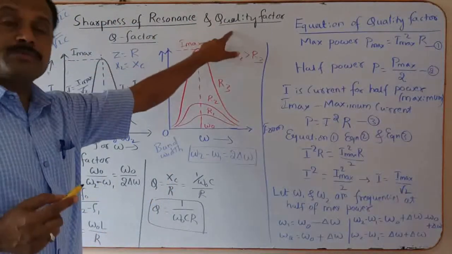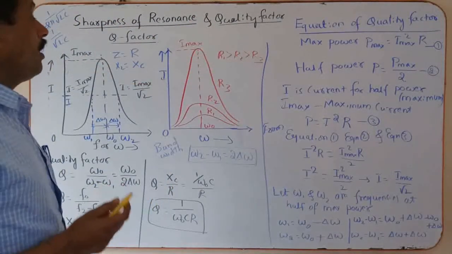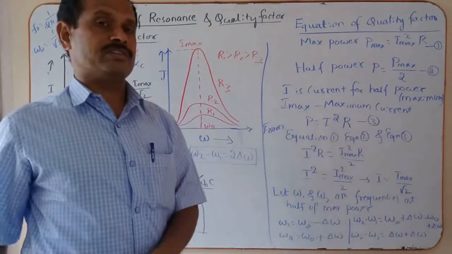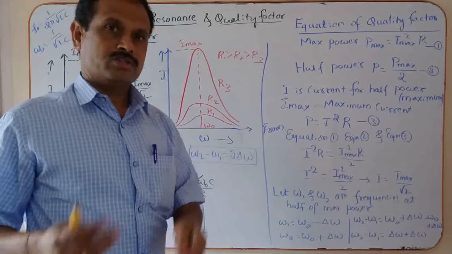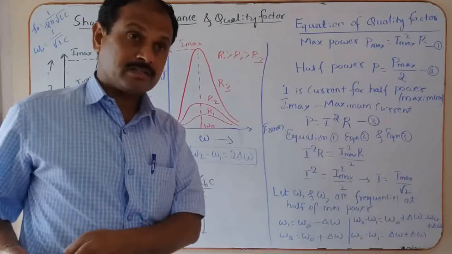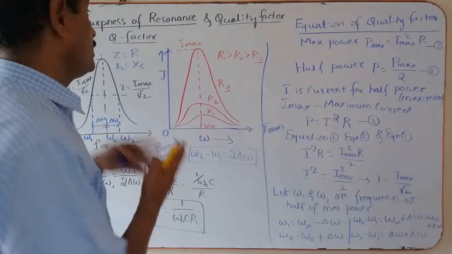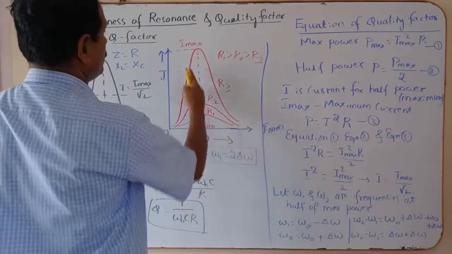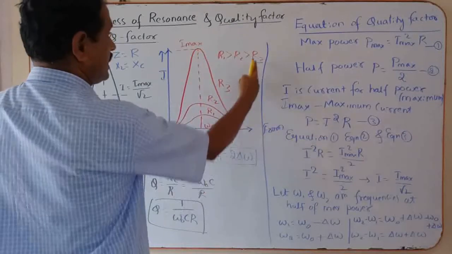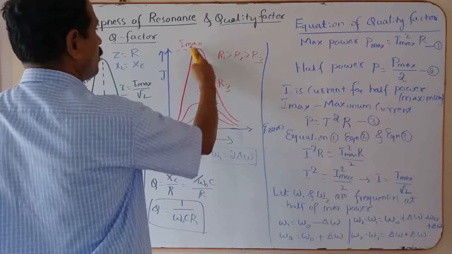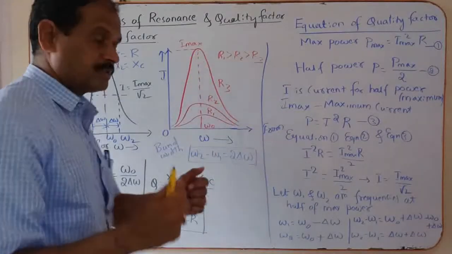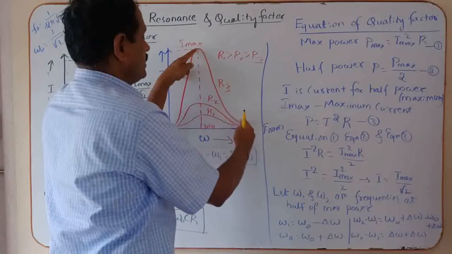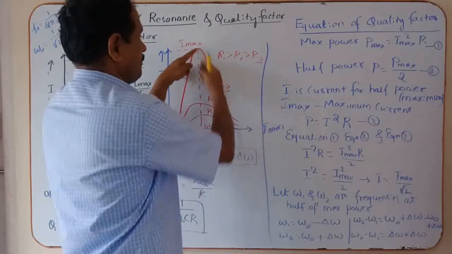Sharpness means what? Sharpness of the resonance. On either side of the resonant frequency, at what rate does the current decrease, slowly or rapidly? That shows the sharpness. Now in this graph, for the resistance R1 in the circuit, this is the more sharpness. This is the less resistance. Less resistance, more sharpness. More sharpness is nothing but the rate of decrease in the current, which is the maximum here.